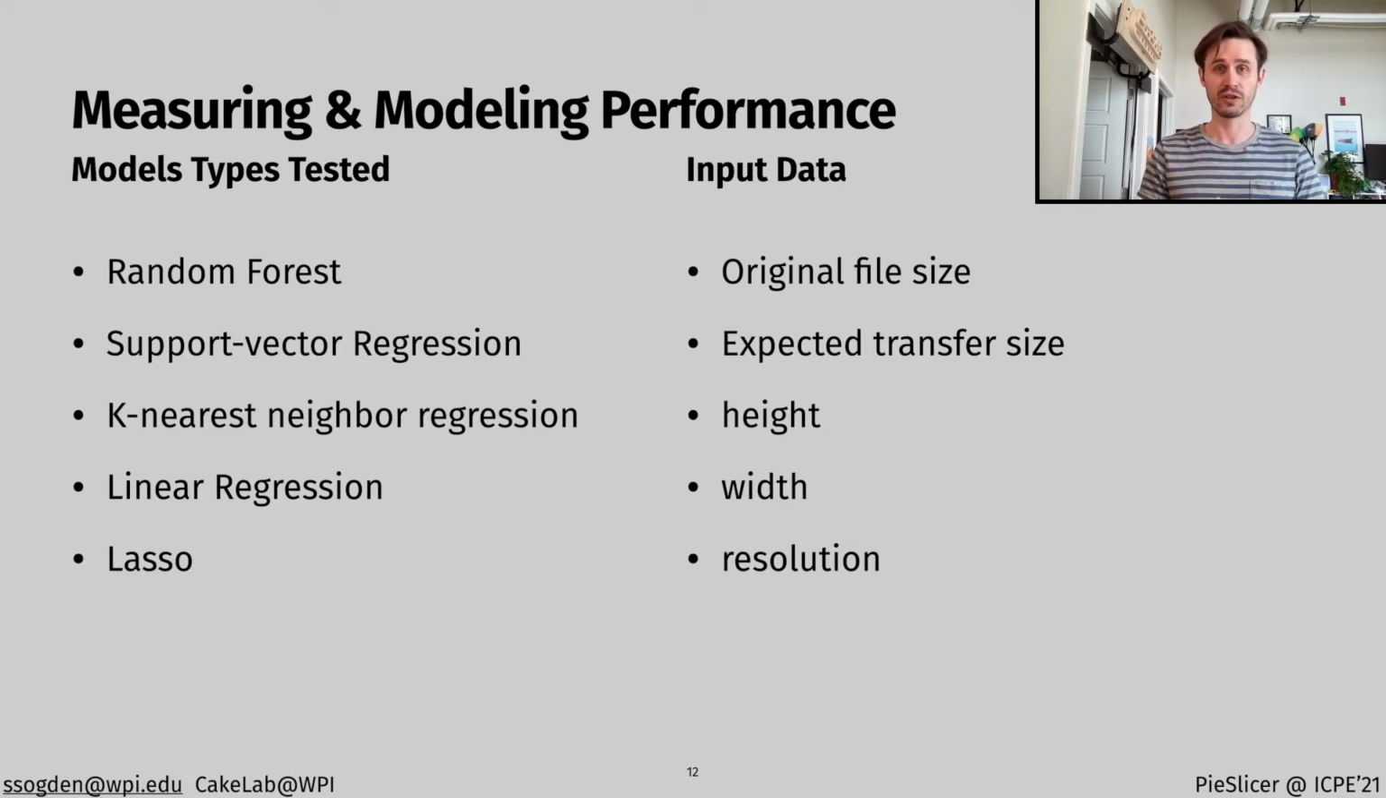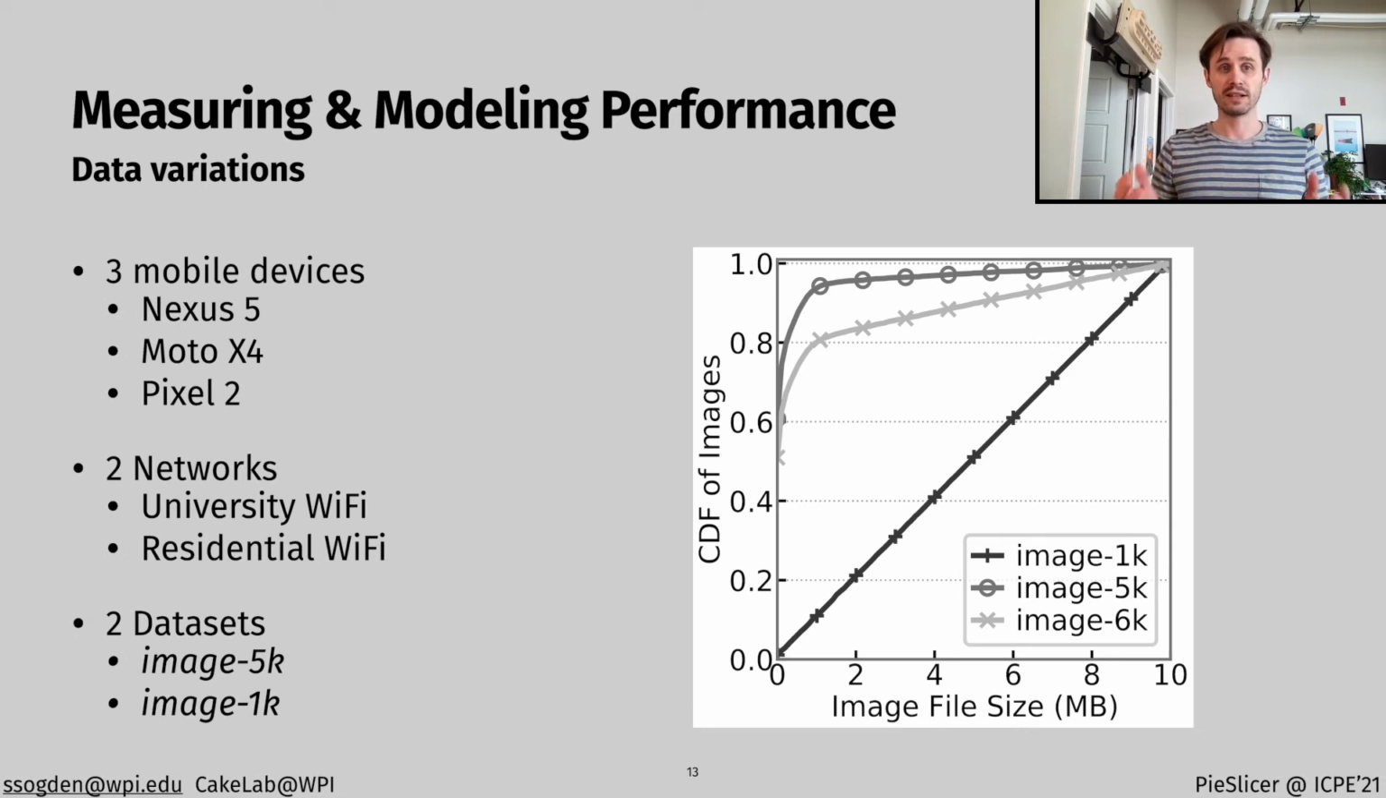2 quick notes for those of you paying close attention. First, since we don't know the transfer size prior to deciding our path, we either use the original file size, or if calculating for the on-device path, we use the average file size of 53 kilobytes. Second, there is potentially an implicit correlation between height, width, and resolution, but we don't expect this to adversely impact our model performance. To collect our data, we used a range of devices, networks, and 2 custom data sets.